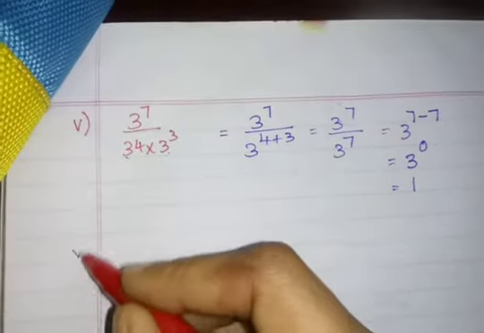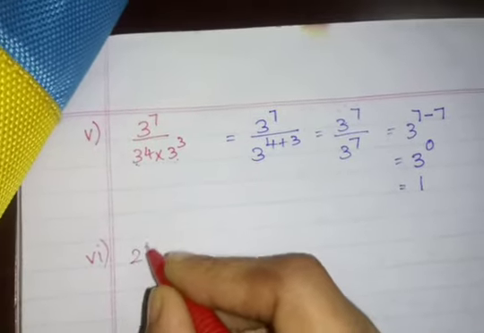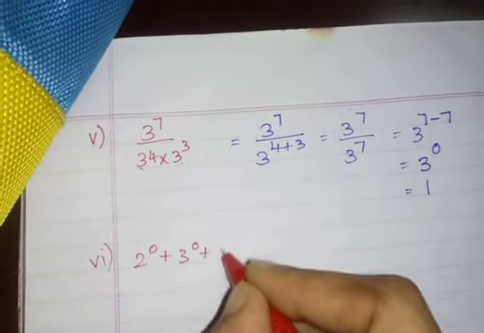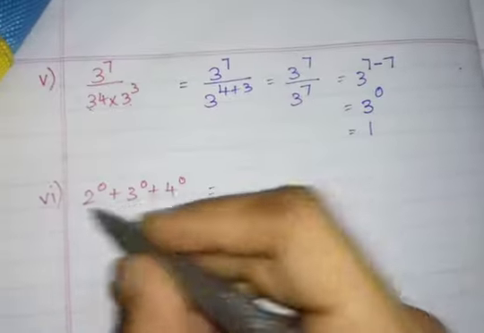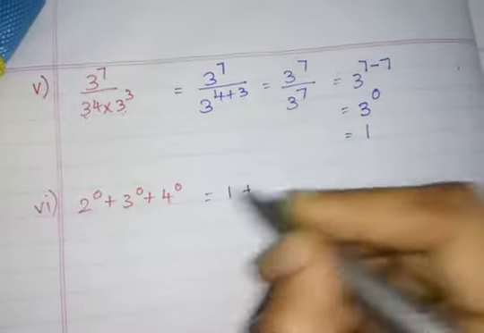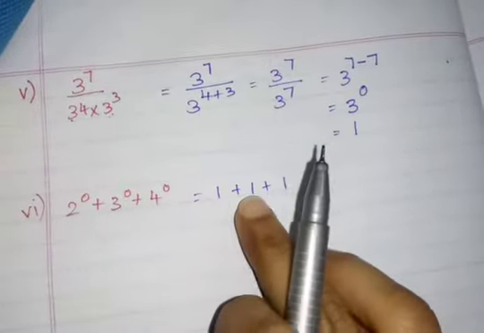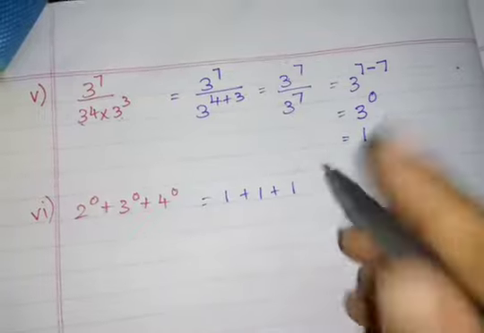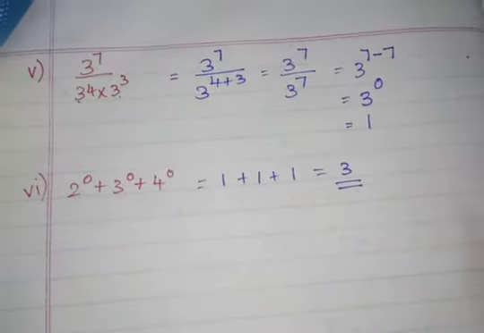Next, sixth subdivision: 2 power 0 plus 3 power 0 plus 4 power 0. Actually, 2 power 0 is what? 1. Plus 3 power 0, 1. 4 power 0, 1. 1 plus 1 is 2, 2 plus 1 is 3. Answer is 3. Okay, it's very easy.